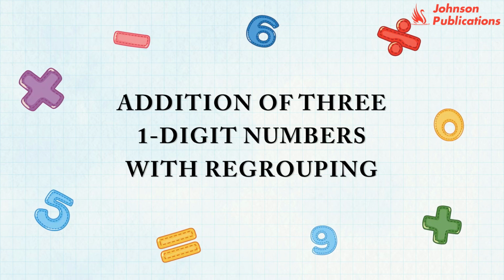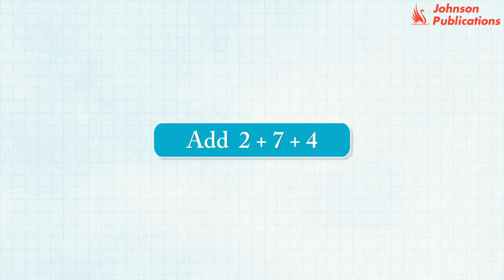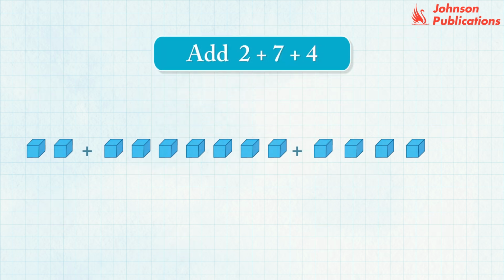Addition of 3 one-digit numbers with regrouping. Add 2 plus 7 plus 4. Add the unit blocks. Let us count one by one. 1, 2, 3, 4, 5, 6, 7, 8, 9, 10, 11, 12, 13.